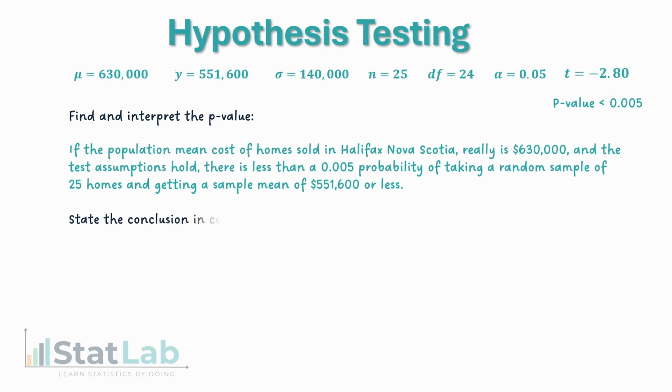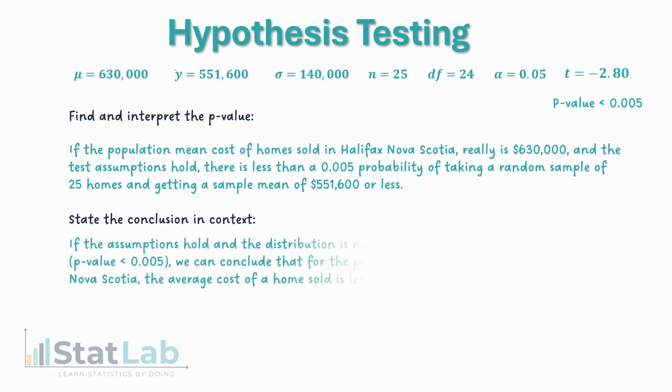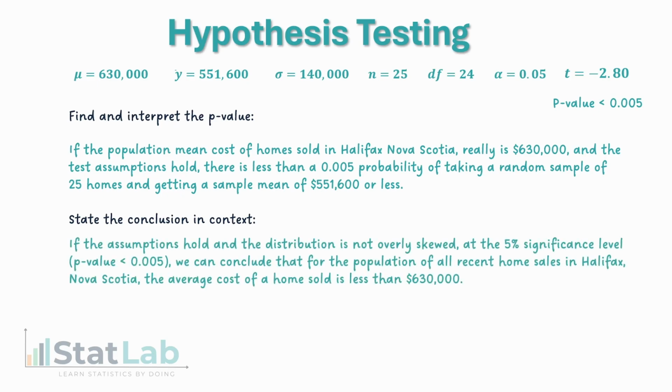Okay, so we're going to state our conclusion in context. If you recall, I said that we had to proceed with caution. Our conditions may not be met. So I can't say since my assumptions hold, I have to say if. So if the assumptions hold and the distribution is not overly skewed, at the 5% significance level, include your p-value, we can conclude that for the population of all recent home sales in Halifax, Nova Scotia, the average cost of a home is less than $630,000.